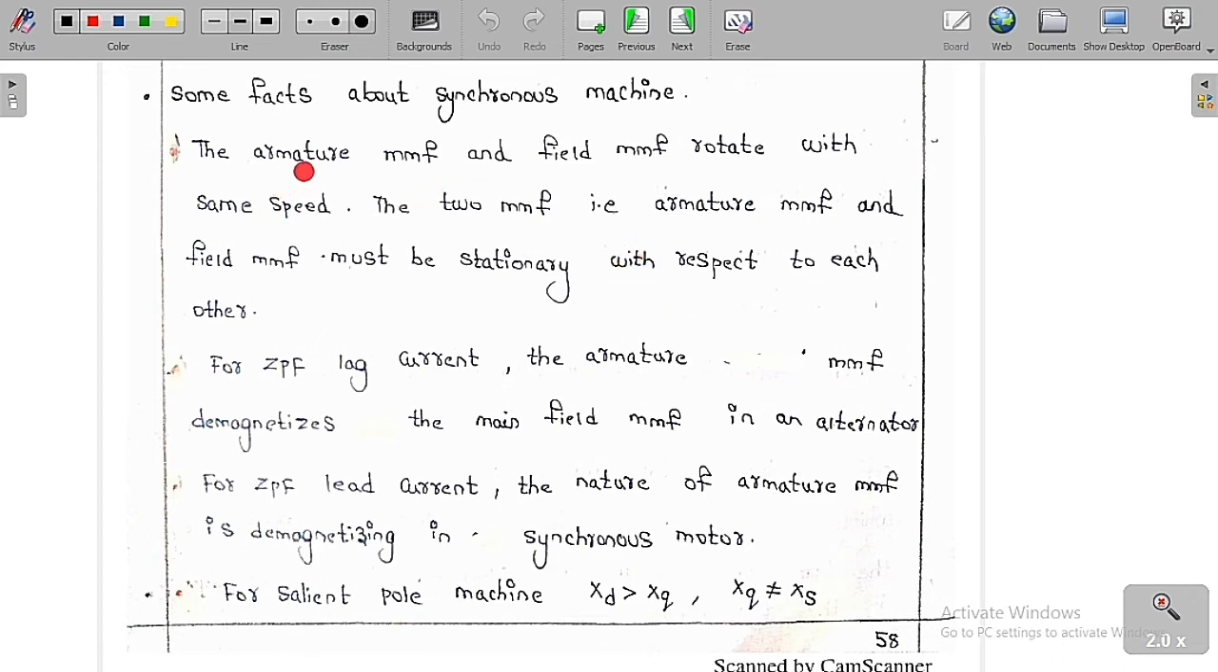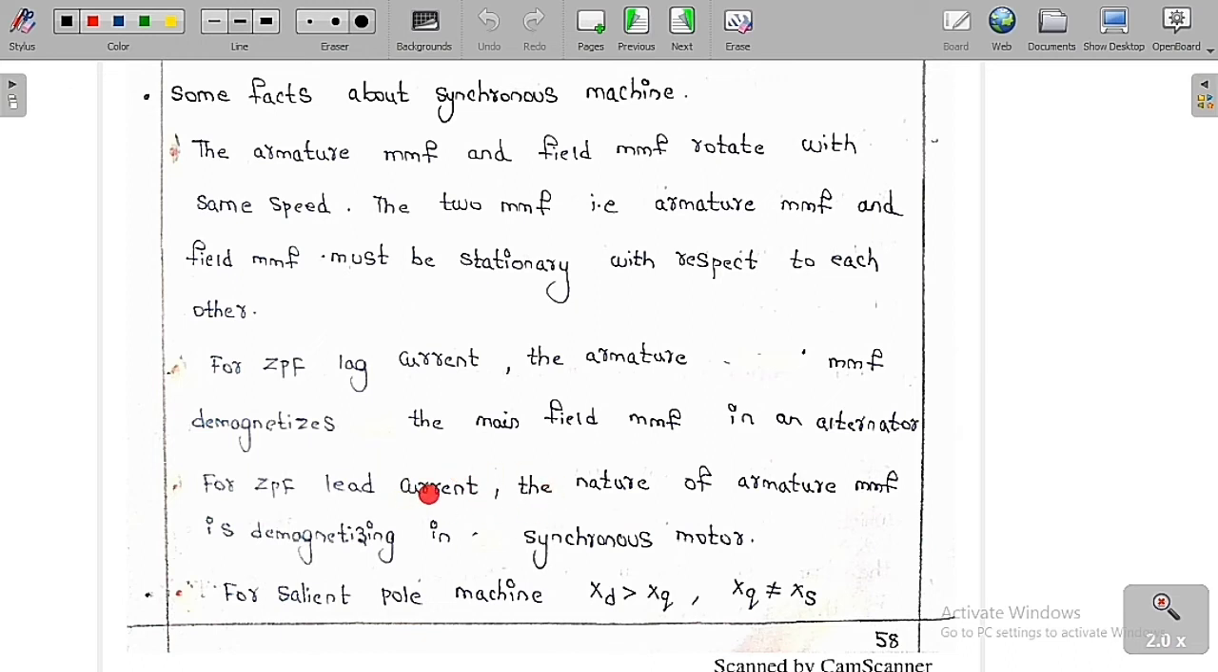So simply we can say that the armature MMF and the field MMF rotate with the same speed, which is synchronous speed, and these two MMFs must be stationary with respect to each other. And I told you, for zero power factor lagging current, the armature MMF demagnetizes the main field MMF in an alternator. Similarly, for ZPF leading current, the armature MMF is demagnetizing the main field MMF in the synchronous motor. These things I have already told you.